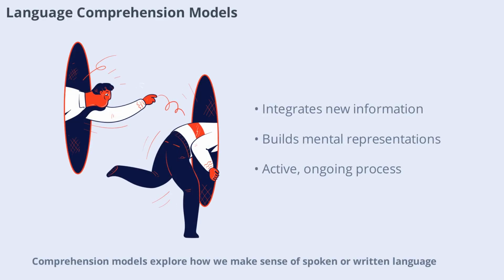Comprehension models explore how we make sense of spoken or written language. These models look at how we integrate new information, resolve ambiguities, and build mental representations of meaning. Comprehension is an active process that draws on memory, attention, and prior knowledge to interpret language accurately and efficiently.